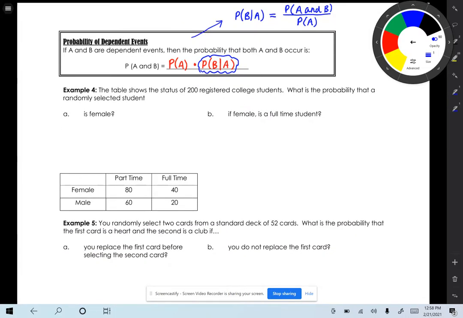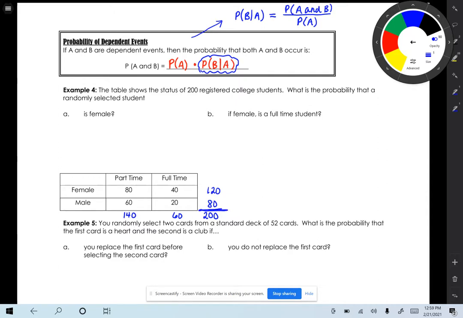So the table shows the status of 200 registered college students. What is the probability that a randomly selected student is female? The first thing we need to do when we're doing this problem is to have totals. So let's do a line here. We have 140 here. We have 60 here, 80 there, 120 there. We have a total of 200 registered college students, and we knew that. That was given.